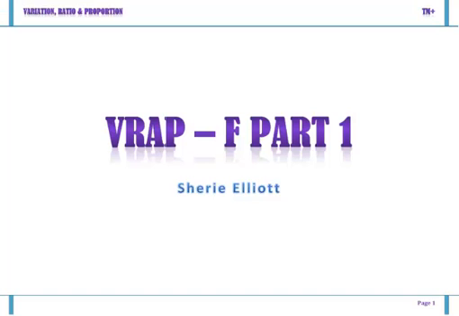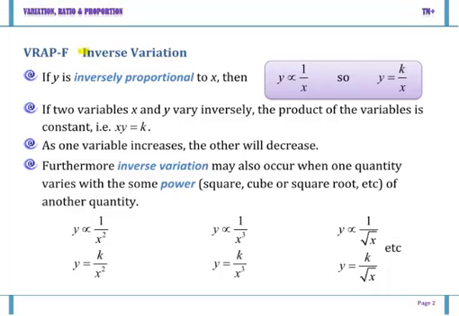This is the first video for section Vrap F. In this video we're looking at inverse variation. Now if y is inversely proportional to x, then we have what we see in this box here. So y is proportional to 1 over x.